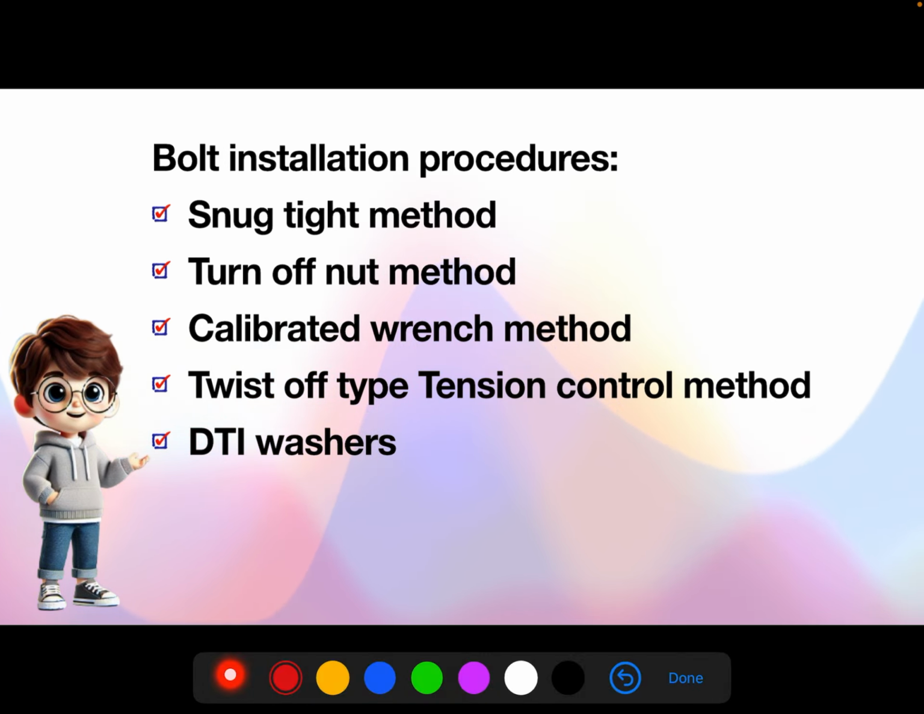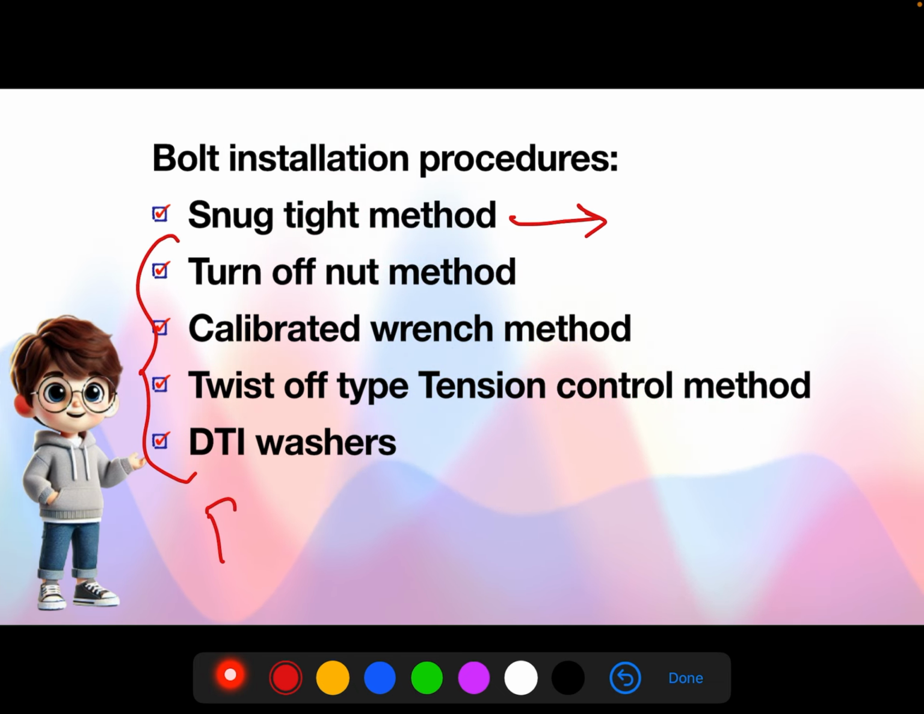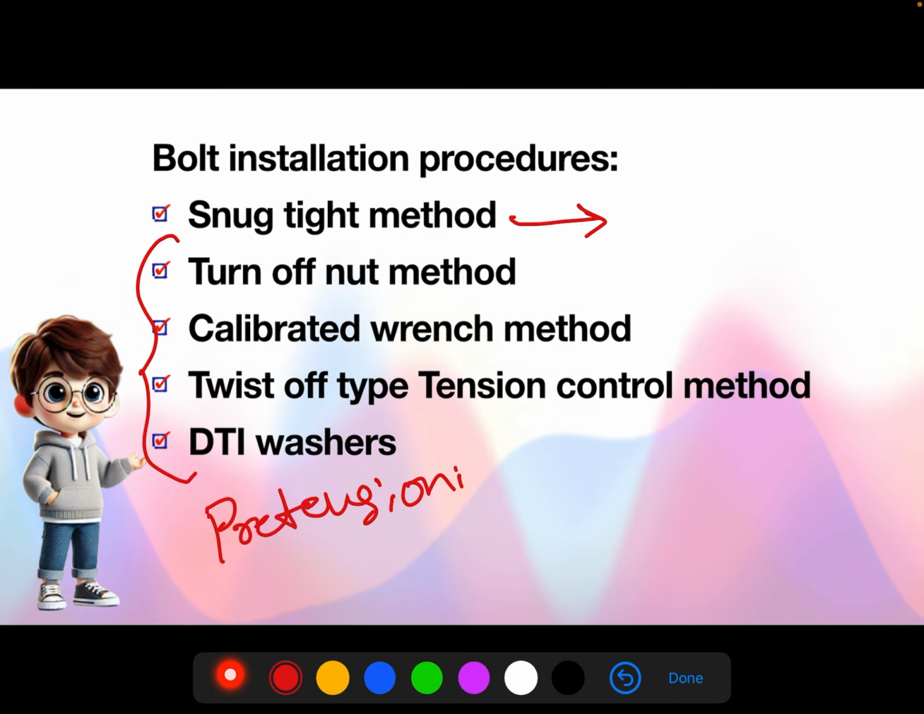Next, bolt installation procedures. There are 5 types of bolt installation procedures. This is a conventional bolt installation procedure, and these remaining 4 types are pre-tensioning of bolts.